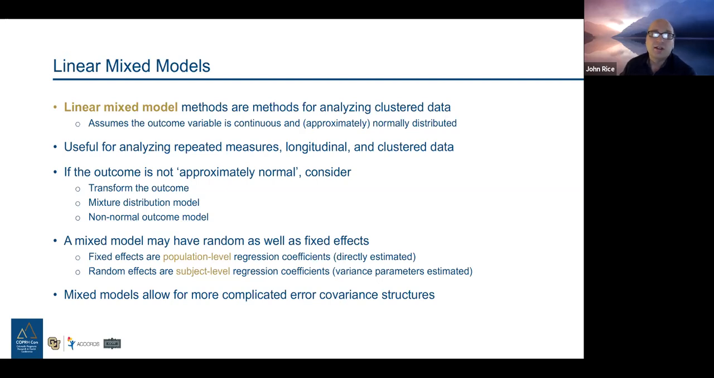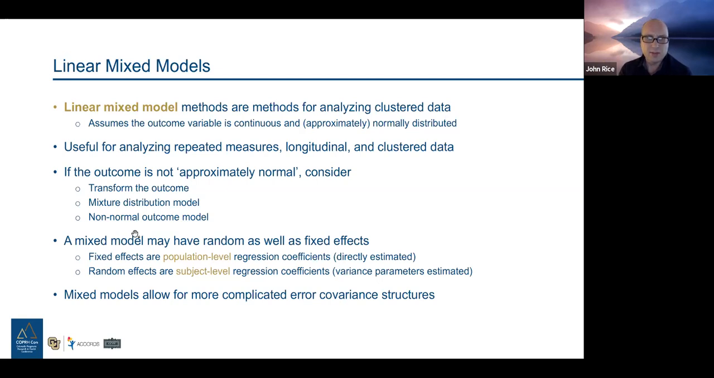The issue then becomes interpretation. You can end up having a more complicated interpretation if you've done some strange transformation to your outcome. And then there's other options such as mixture distributions or non-normal outcome models, because those exist as well for cluster data and are actually at this point quite well developed. So that's if you have binary data or count data, time to event data, things like that.